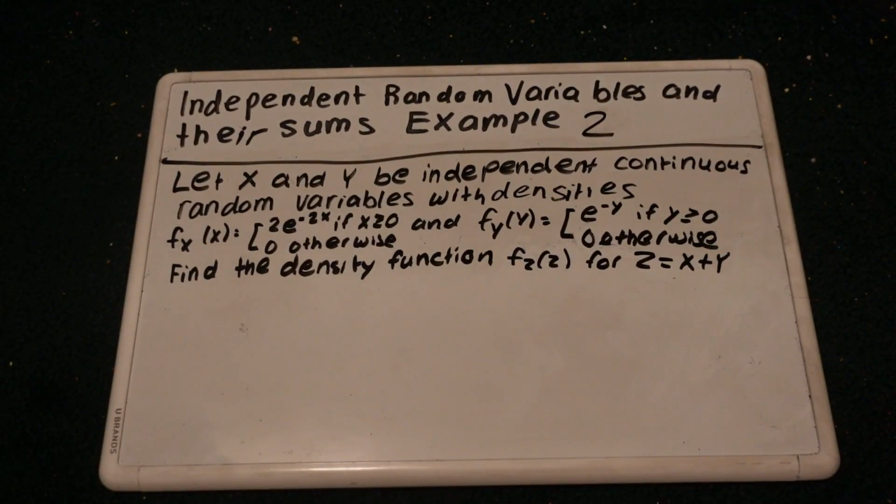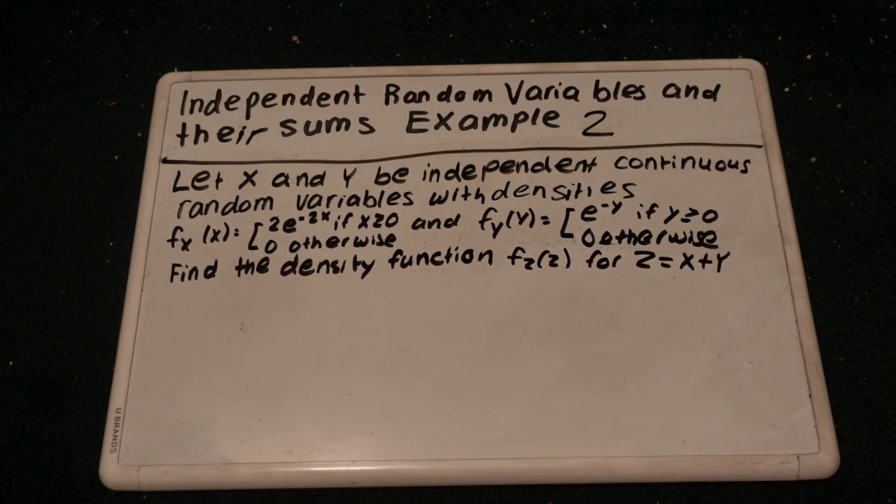So in this video, I'll be doing another example of an independent random variables and their sums problem in probability. Let X and Y be independent continuous random variables with densities f of x equal to 2e to the negative 2x if x is greater than or equal to 0 and 0 otherwise, and f of y is equal to e to the negative y if y is greater than or equal to 0 and 0 otherwise. Find the density function f of z for z equal to x plus y.